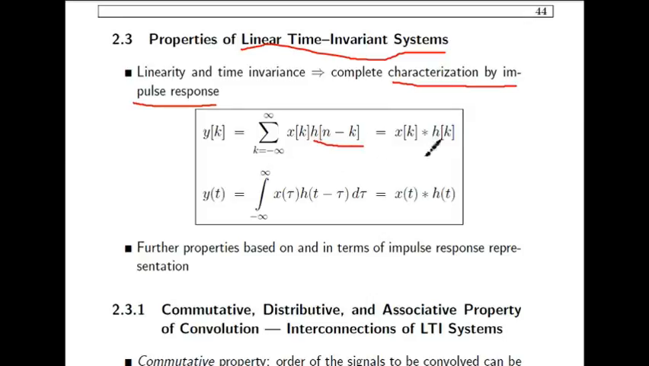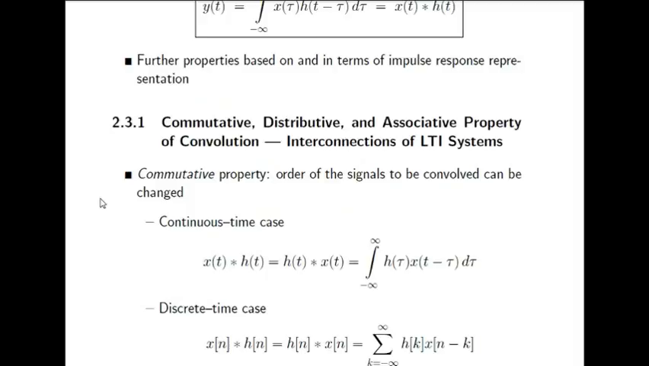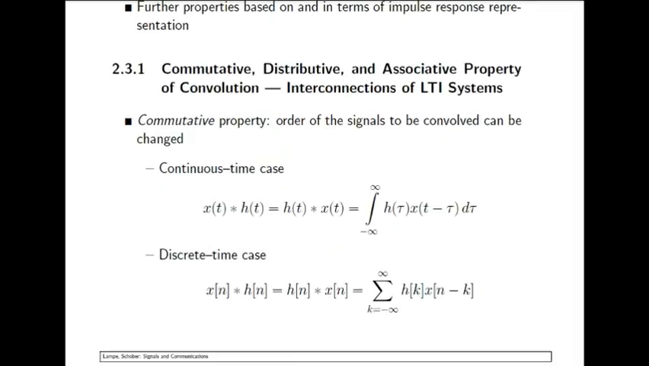You know that in the discrete case the convolution sum is this, and for continuous time the convolution integral is this. The properties which we are going to learn are based on, and will be represented in terms of, the impulse response only. The first property is the commutative property, which means that the order of the signals does not matter. They can be convolved in any order.